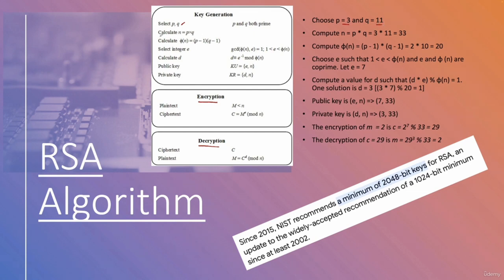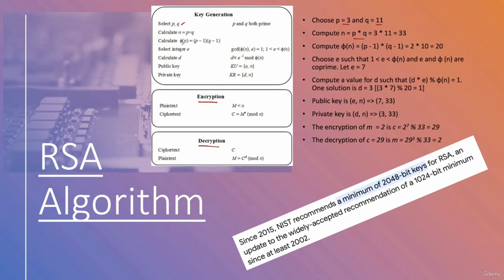What does the second part say? Calculate the value of n as P times Q. Very simple. We know P is 3 and Q is 11, so 3 times 11 is 33. Up to here, I think it's all good.